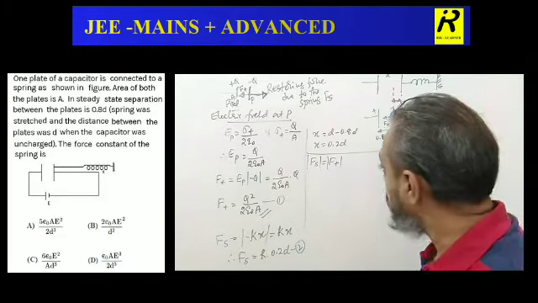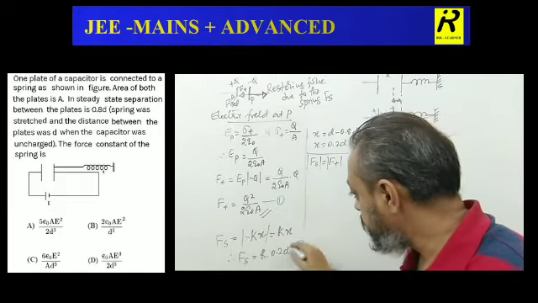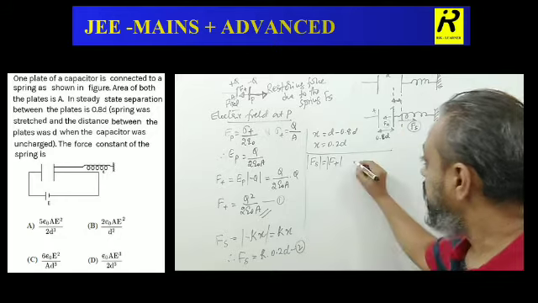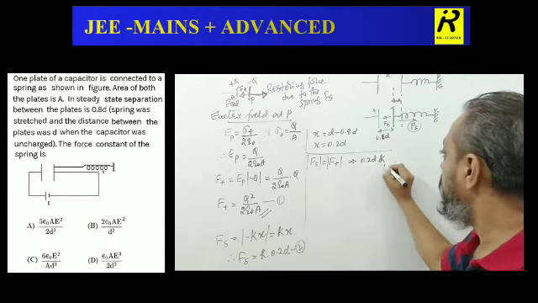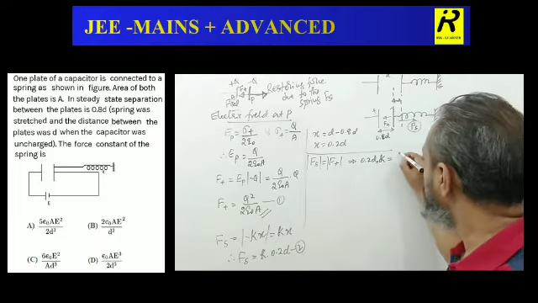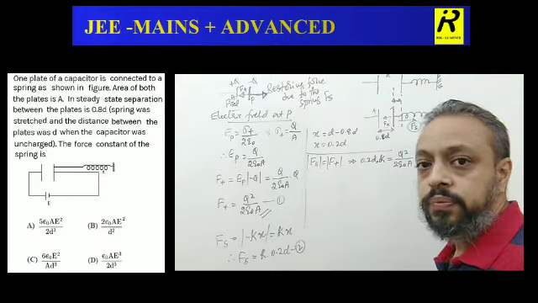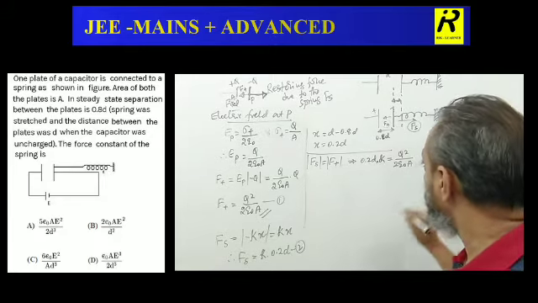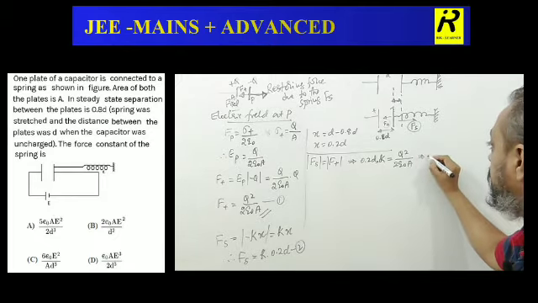Okay, so now from equation 1, F plus is this much, and from equation 2, Fs is this much. So Fs is 0.2 d into k, which equals F plus. What is F plus? This much, which is q square divided by 2 epsilon O into A. So now simplify this equation.